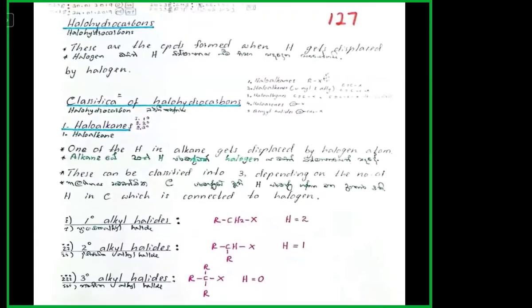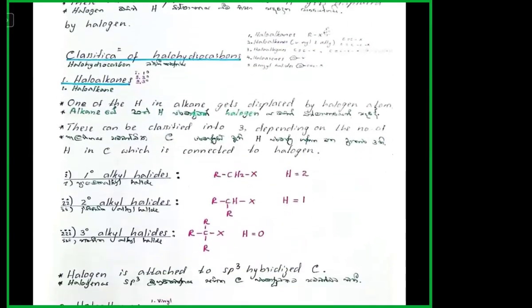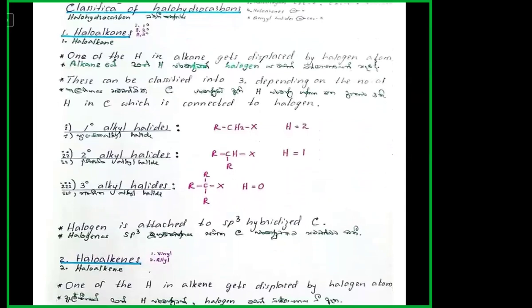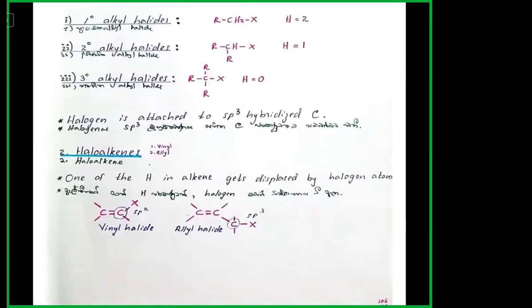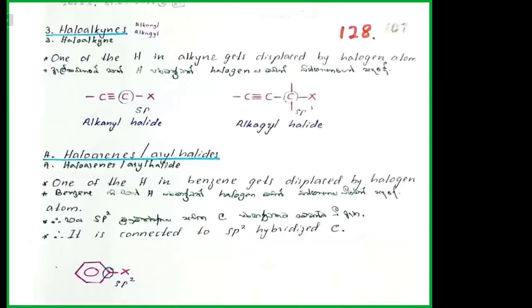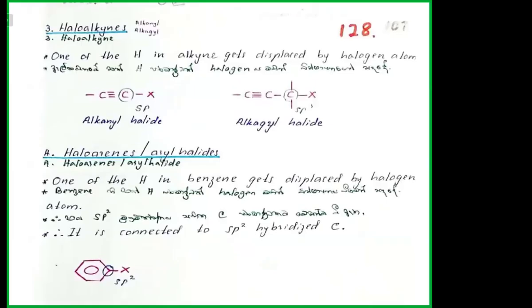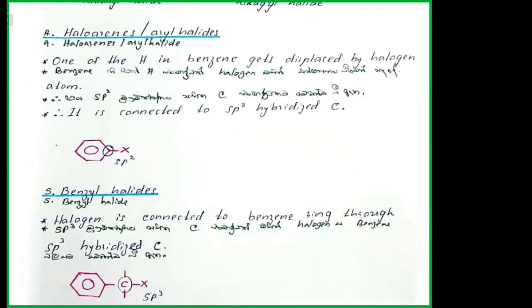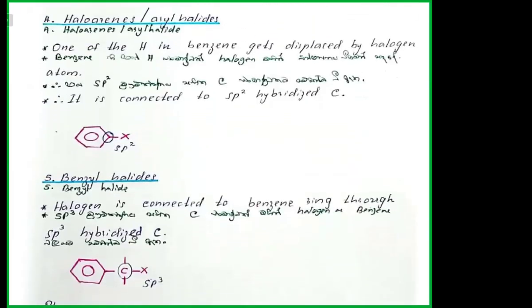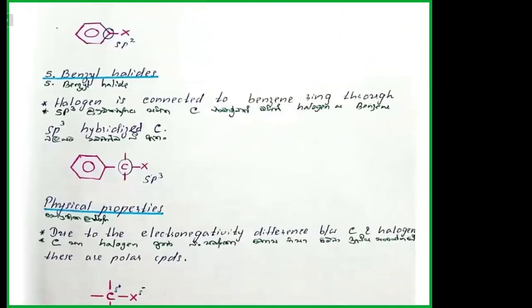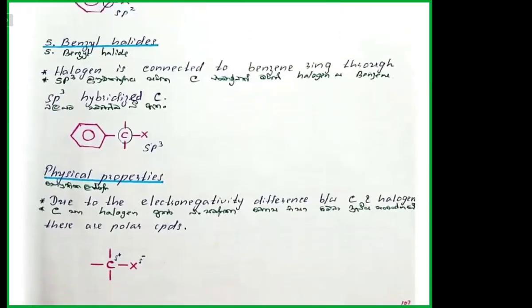Hydrocarbons, halohydrocarbons, five different groups. Haloalkanes: halogen directly joined to carbon. Haloalkenes: halogen joined to a double bond, vinyl and allyl. Haloalkynes: halogen directly joined to a triple bonded carbon. Haloarenes: halogen joined to a benzene carbon. Benzyl halides: halogen joined to a carbon, and that carbon joined to the benzene ring.